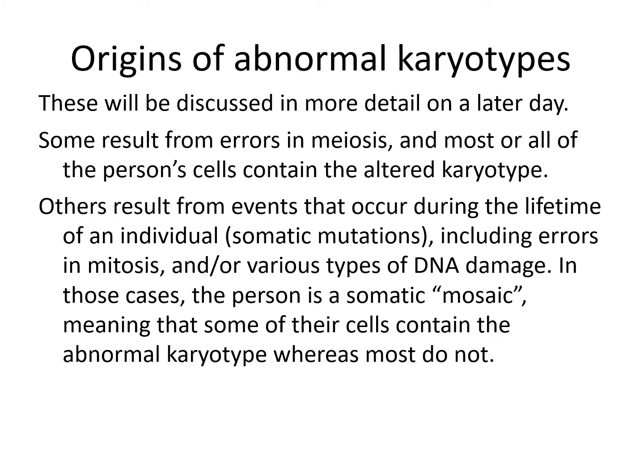In those cases, the person is a somatic mosaic, meaning that some of their cells contain the abnormal karyotype, whereas other cells do not contain that. So important events can occur during your life, leading you to become a somatic genetic mutant in various ways.